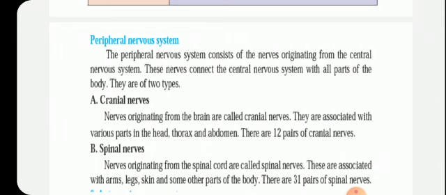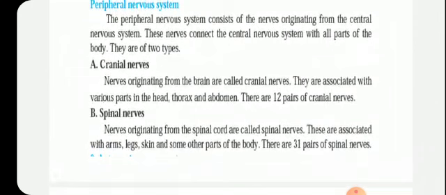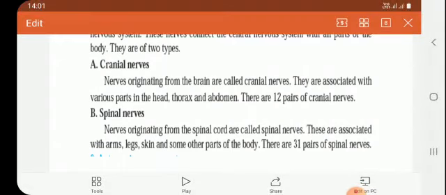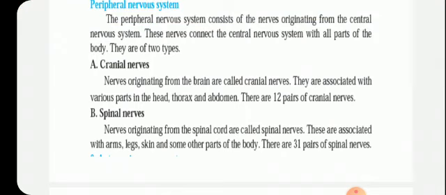So these nerves are of two types, cranial nerves and the spinal nerves. Nerves originating from the brain are called cranial nerves. There are 12 pairs of cranial nerves which are associated with the various parts in the head, thorax and the abdomen. Children, a very important thing: cranial nerves are considered to be from the brain, but there are 12 pairs of them which control the work of the head, thorax and the abdomen.